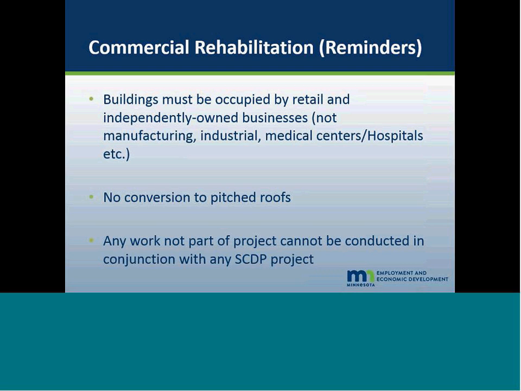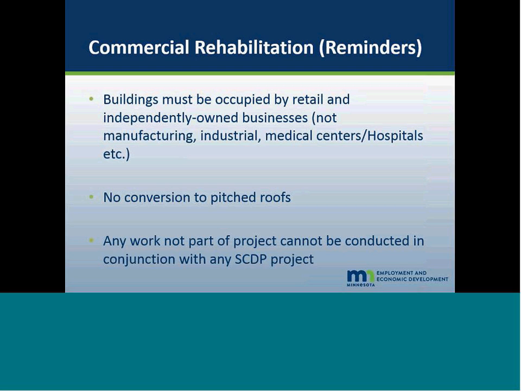So the dollars have to be used on rehab activities. An example of a question we get sometimes is the conversion of roofs, making a flat roof into a pitched roof. That would be considered construction, not rehab in our program. Then any work not part of the project cannot be conducted in conjunction with the small cities project.